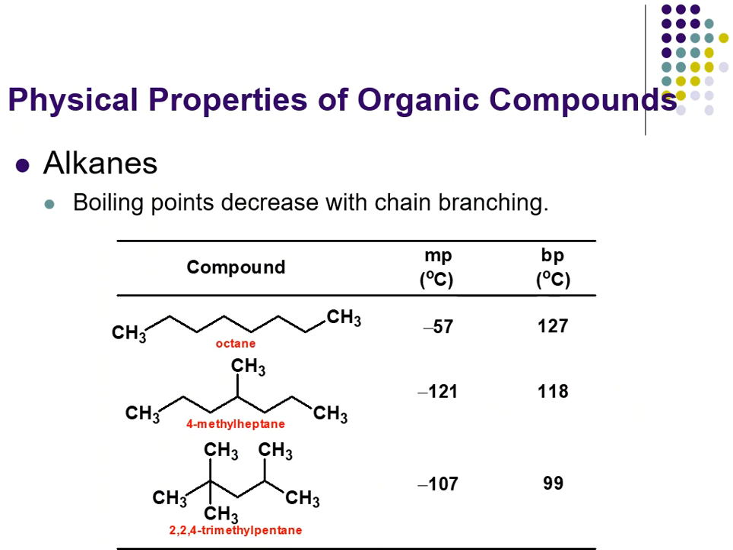All right. Here is another example of that. Here is octane, and then 4-methylheptane, and then 2,2,4-trimethylpentane. Again, same number of carbons and hydrogens in all of those cases. And if you look at your boiling points, they begin to decrease with the amount of branching. So octane is 127, 4-methylheptane is 118, and 2,2,4-trimethylpentane is 99. So there you go. There is your intro to your first trend on boiling point.